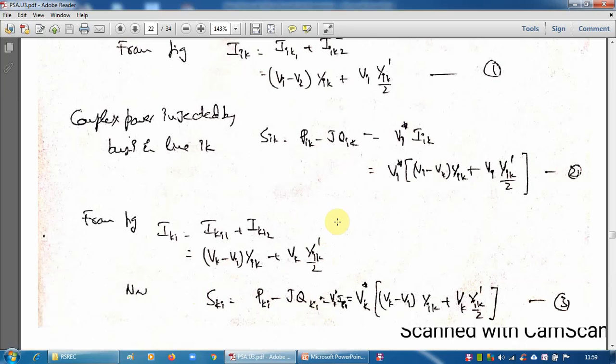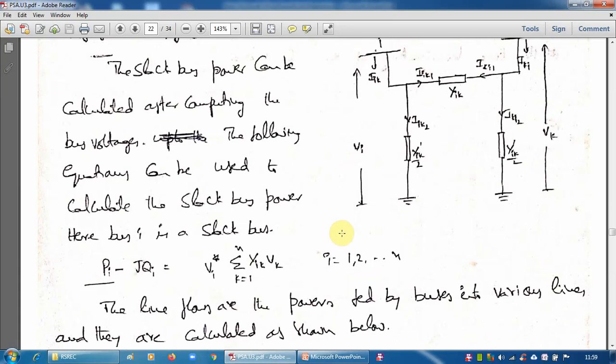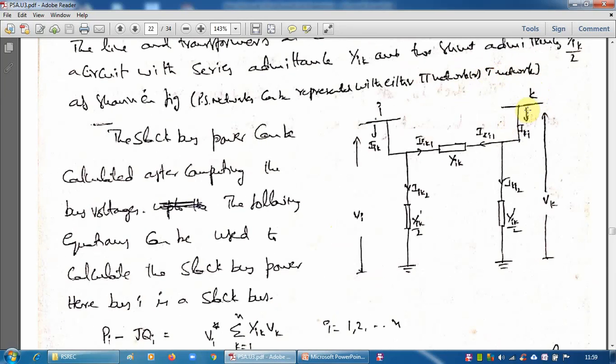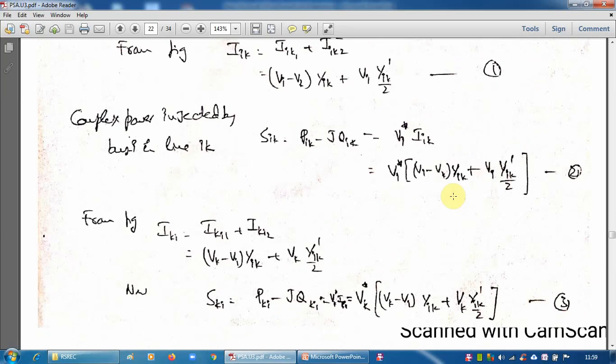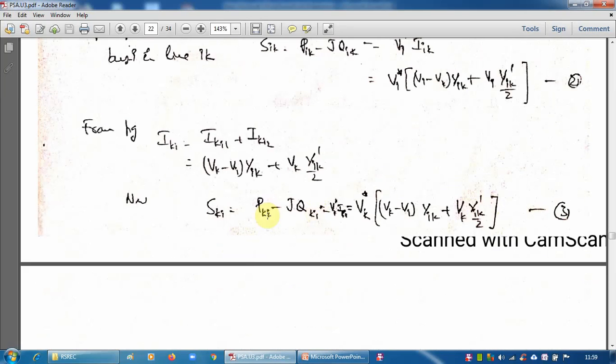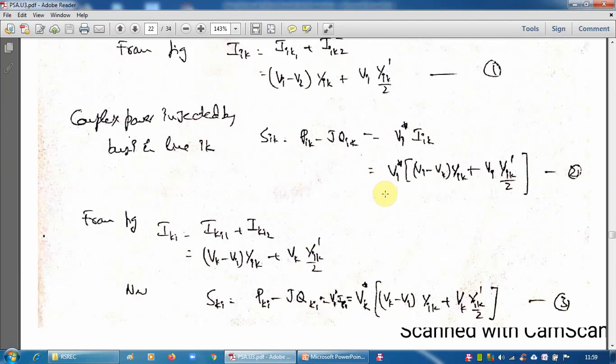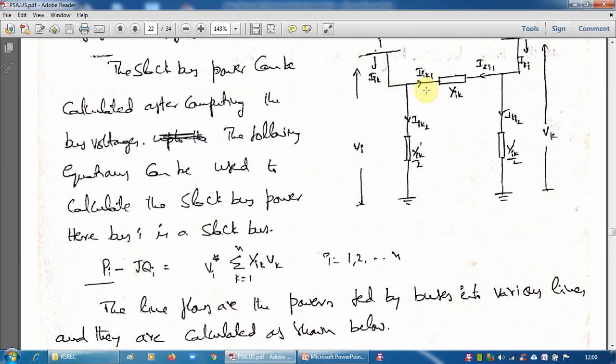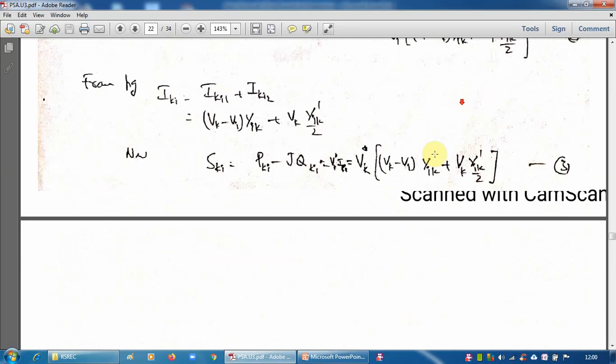Similarly, the complex power injected by bus K into this same line IK is nothing but VK into the current IKI. If you substitute IKI, this is the complex power. So like that, the power injected from bus I and the power injected from bus K into the line can be calculated.